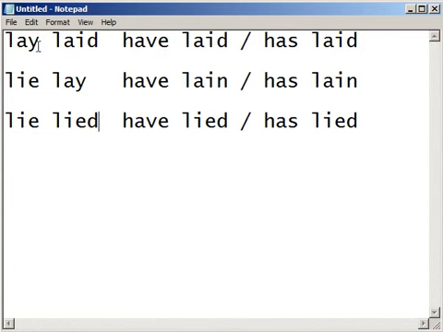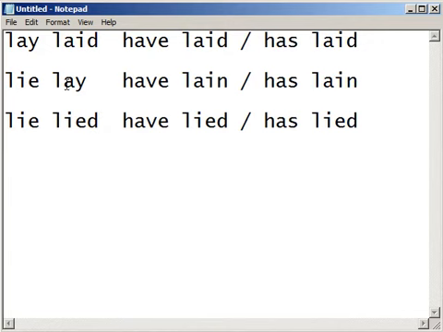So this verb is a transitive verb. This verb is an intransitive verb, always intransitive, and this verb is always transitive. And this verb, for all intents and purposes, is also intransitive.